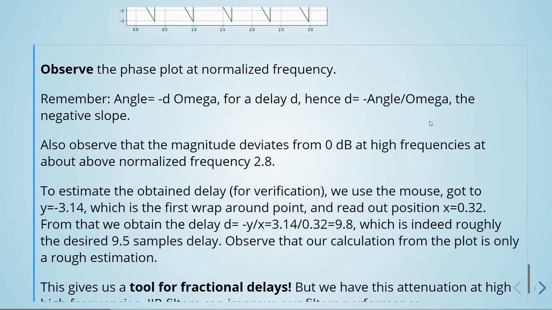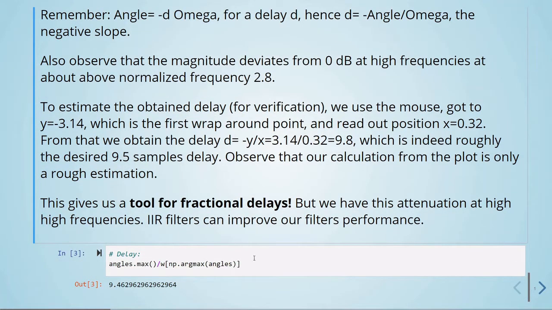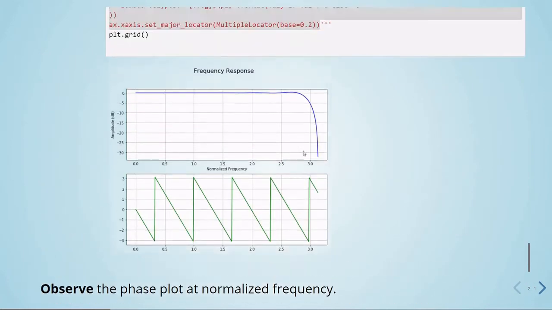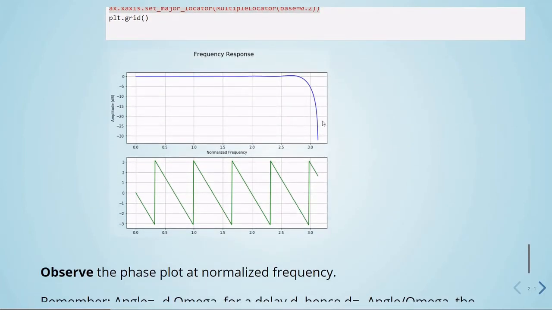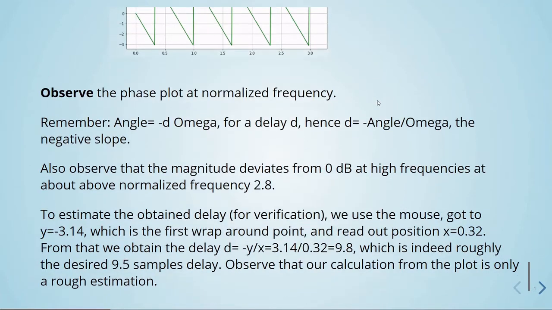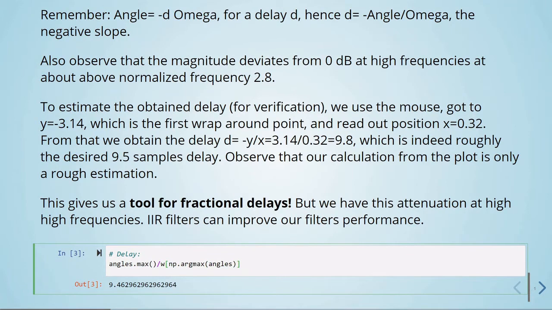So to estimate the obtained delay for verification, we can also use this Python formula here. We will plot with the Matplotlib notebook backend here. We can also have pointers, and it will indicate with the mouse. We see that the delay is 9.46, so it's indeed roughly the desired 9.5 samples delay. Yeah. And this gives us a tool for fractional delays, yeah?